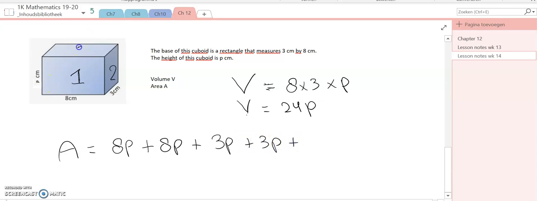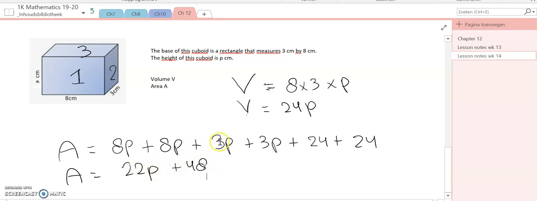Then we have the base 2 times, which is 8 times 3, so 24, and also on top, so plus 24. If I ask you to write this shorter, you should be able to do that. A is 8 plus 8 is 16, plus 3 is 19, plus 3 is 22p, plus 48. We cannot write this shorter because those are not like terms, so they don't recognize each other. You have to write it like this.